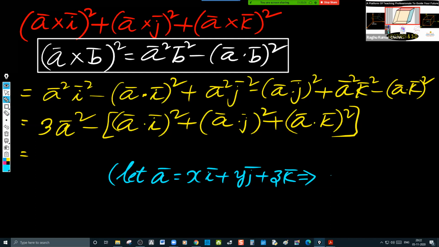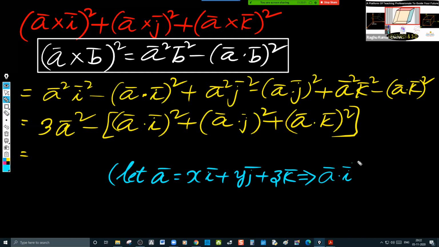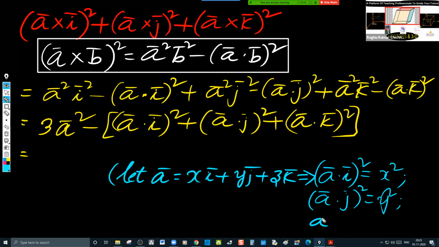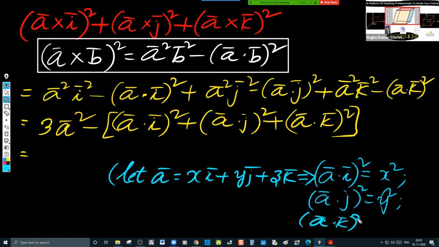What is A dot I, you said? X, sir. X whole square, X square. What is A dot J whole square? Y square. What is A dot K whole square? Z square. Now, if you add these three, X square plus Y square plus Z square is nothing but A bar square. Correct or not? Yes, sir.